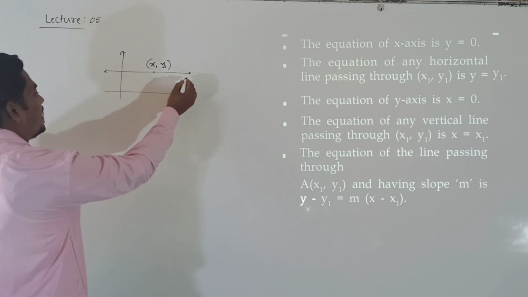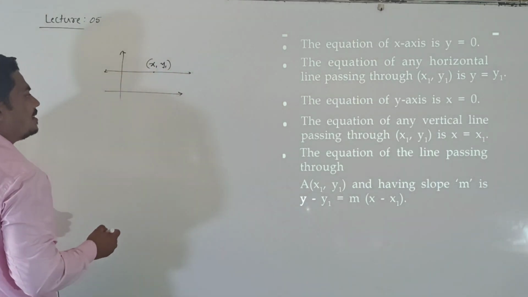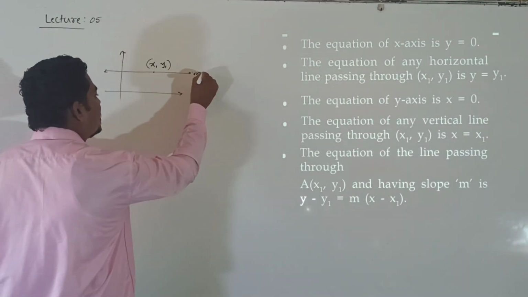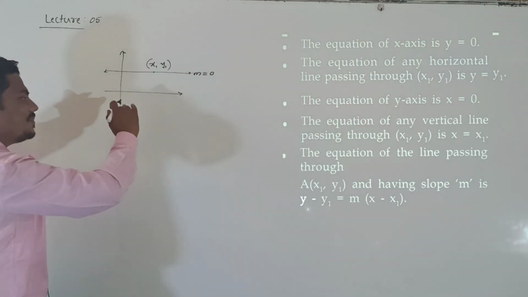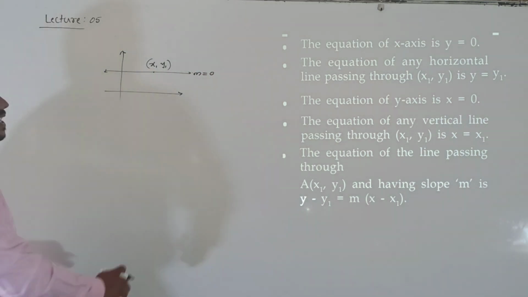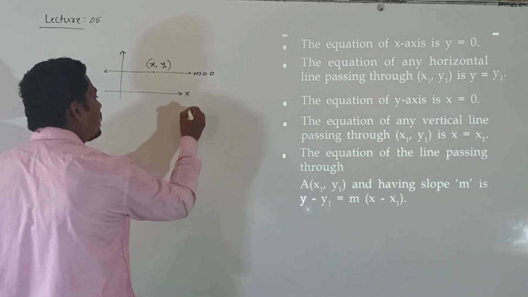It passes through the point. Then tell me what is the slope of this line? The slope of this line is clearly 0. Why? Because it is parallel to the x-axis. The slope of any line parallel to the x-axis is 0.